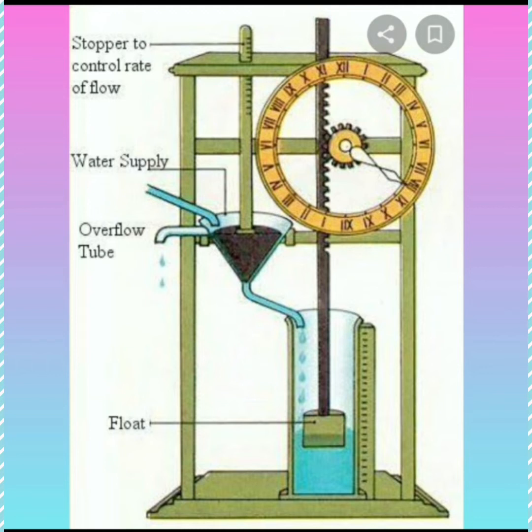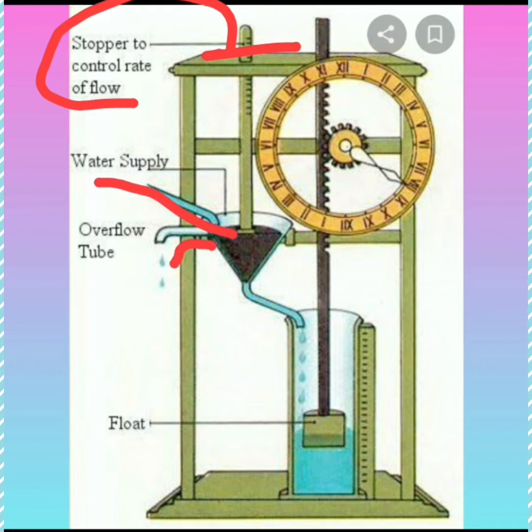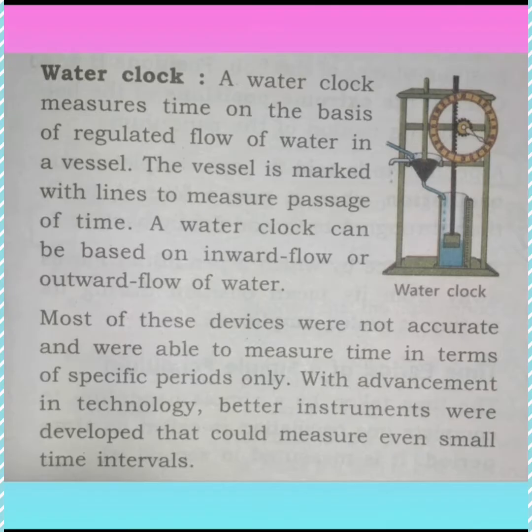Now this is a water clock. You can see here a stopper to control the rate of flow, then water supply, overflow tube, float. A water clock consists of a vessel filled with water and an empty trough with a hole. When the trough is placed on the water surface, it sinks, and it will take almost the same amount of time to sink and is used to measure time. Most of these devices were not accurate and were able to measure time in terms of specific periods only.